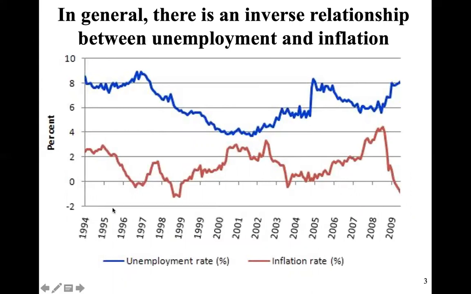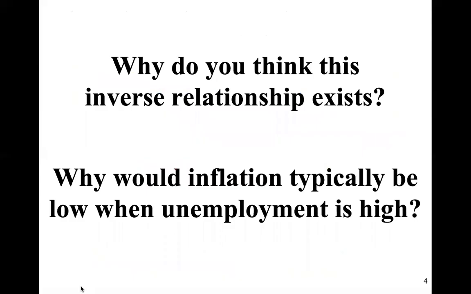You can see that looking at this timeline of US history. You can see that the unemployment rate tends to be high when the red line, inflation rate, tends to be low. And then as unemployment decreases, inflation tends to increase. It's certainly not a perfect relationship, but it's generally true over time. So why does this also make sense intuitively? Why do you think this exists? Why do you think inflation is typically low when unemployment's really, really high, right?